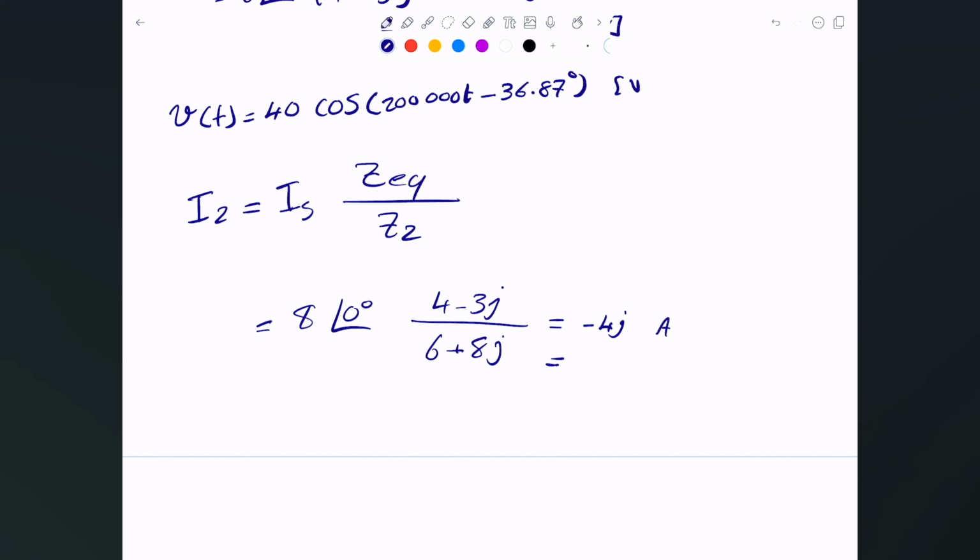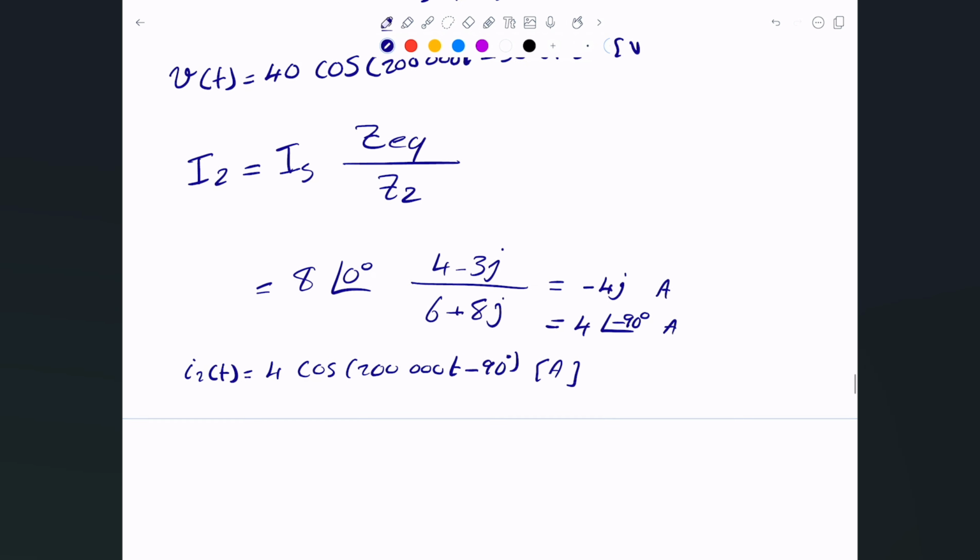If I convert it to exponential format, what I'll end up with is 4 at negative 90 degrees amps. So I can figure out I2 of t by simply saying it's 4 times cosine of 200,000 t minus 90 degrees, and that's in amps. All right, so that's what that is.